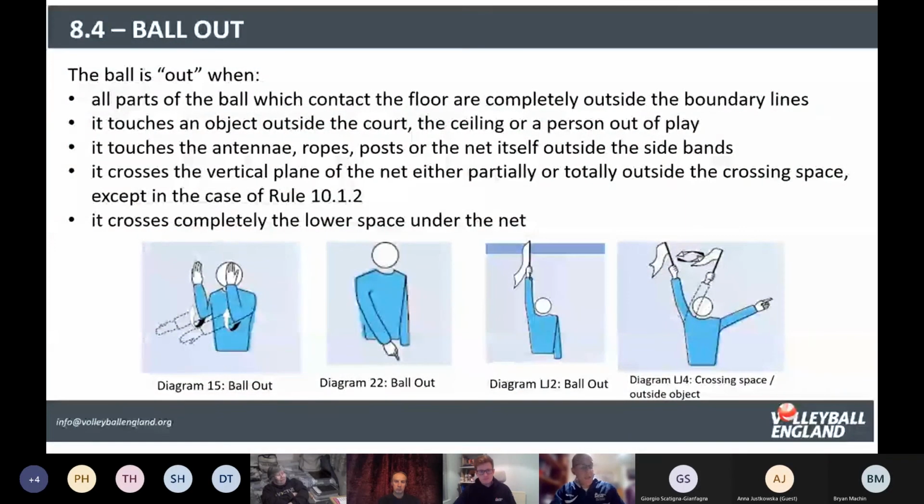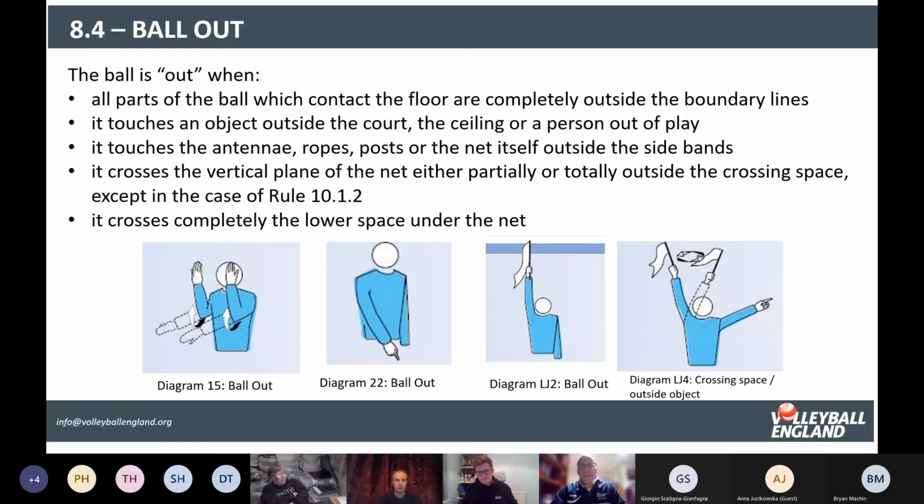Okay, so let's get to ball out then. Rule 8.4 says that the ball is out, and it gives a number of ways the ball is out. The ball is out when all parts of the ball contacting the floor are completely outside the boundary lines, and we talked about this just now. It touches an object outside the court, the ceiling, or a person out of play. It touches the antennae, ropes, posts, or the net itself outside the sidebands.